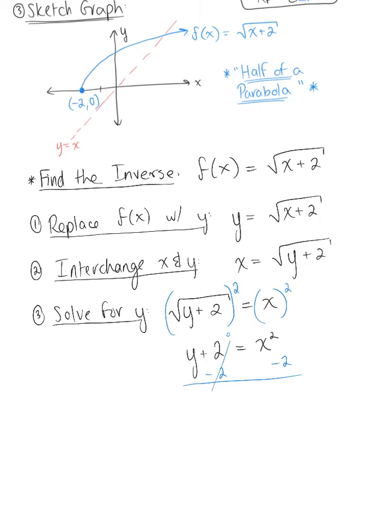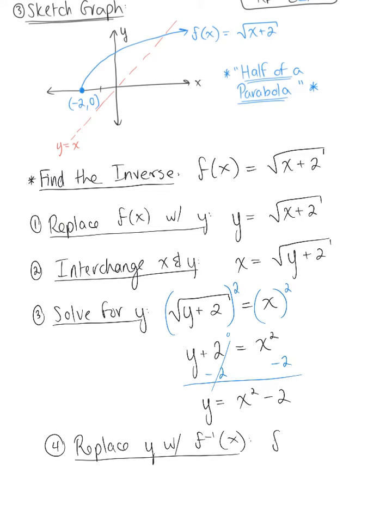So 2 minus 2 is 0, leaving us with y is equal to x squared minus 2. And then last but not least, we replace y with f inverse. So we have f inverse of x is equal to x squared minus 2. So this is not our final answer, though. We want to be careful.